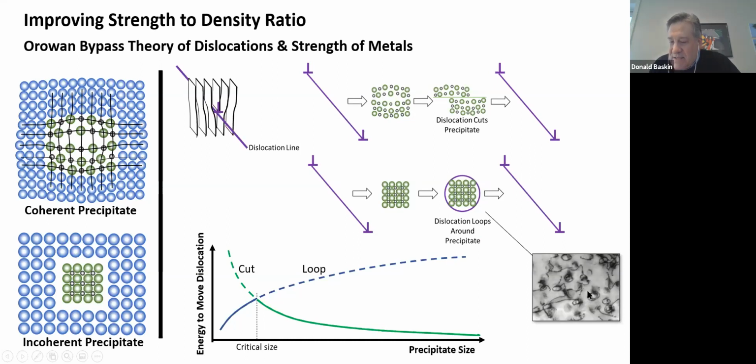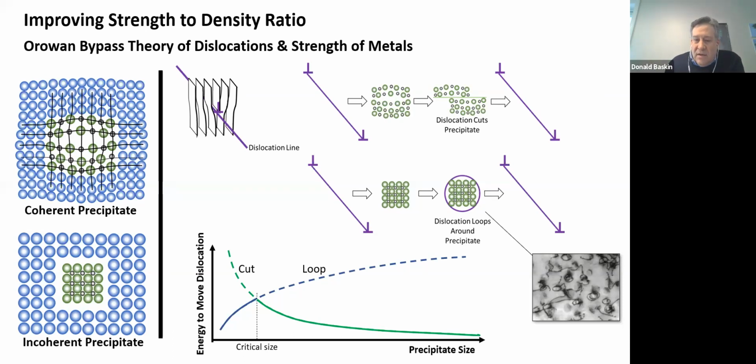And inside these little loops are little incoherent precipitates. They're too small to see with this magnification, but they're there. And that is what happens when a dislocation comes through a region that has an incoherent precipitate. Now, depending on the size, either one of these can require more or less energy to move that dislocation along, which of course translates into a different, better or worse yield strength.